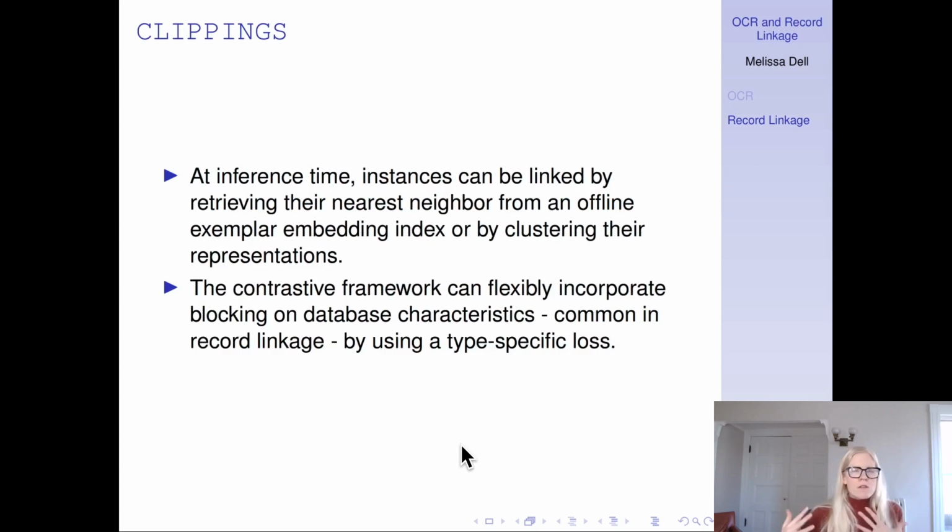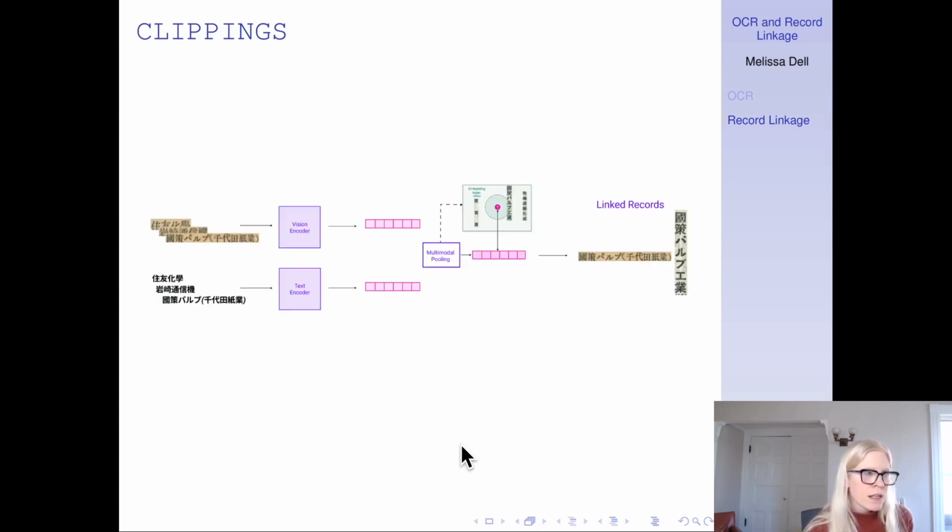And so there's a very large record linkage literature on how you do blocking. Say, for instance, you're trying to link the 1920 to the 1930 census, and in general, you want to link 20-year-olds in the 1920 census to 30-year-olds in the 1930 census, and you don't need to worry about people who are 20 in 1920 and 20 in 1930, because those can't be the same people. And so that's called blocking. And blocking is very natural to incorporate into contrastive learning with a type-specific loss, which we don't do in this study because it doesn't really apply, but that's another big advantage.